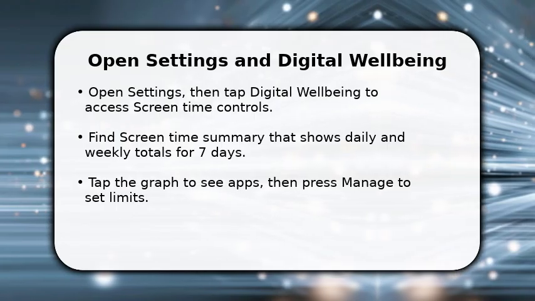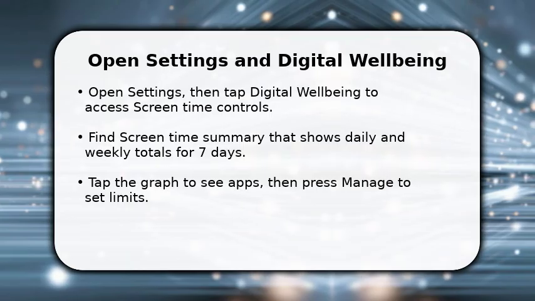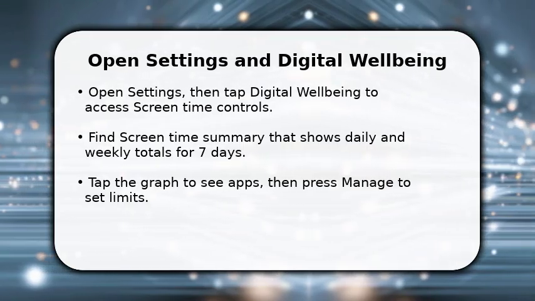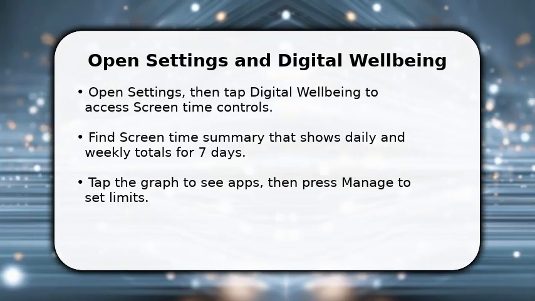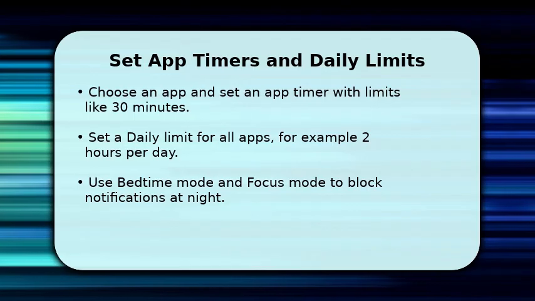Press Manage App Timers to start limiting specific apps and set timers for individual application use. Choose any app from the usage list to set an app timer now. Tap Add Timer and enter a limit such as 30 minutes or 2 hours per day. Confirm the timer and repeat for each app you want to control.